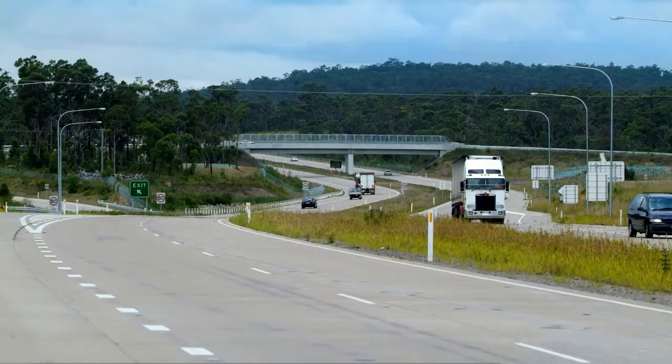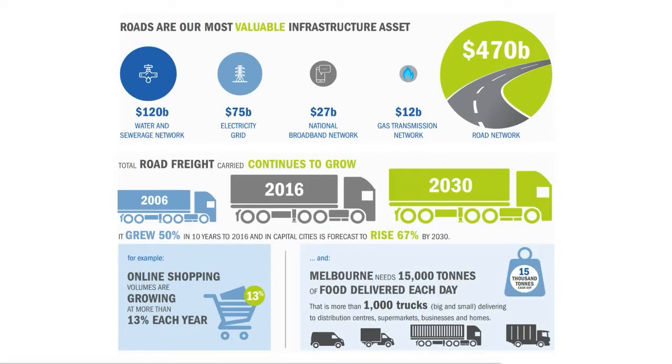So first, let's look at some data. Roads are our most valuable infrastructure asset. So they're $470 billion compared to $120 billion for water and sewage and $27 billion for NBN. We're seeing a huge increase in road usage, which has tripled since the 70s, and the road freight carried on this is on the rise. Our fuel excise is declining. This impacts our revenue for road maintenance, which then impacts the efficiency on our key freight routes.